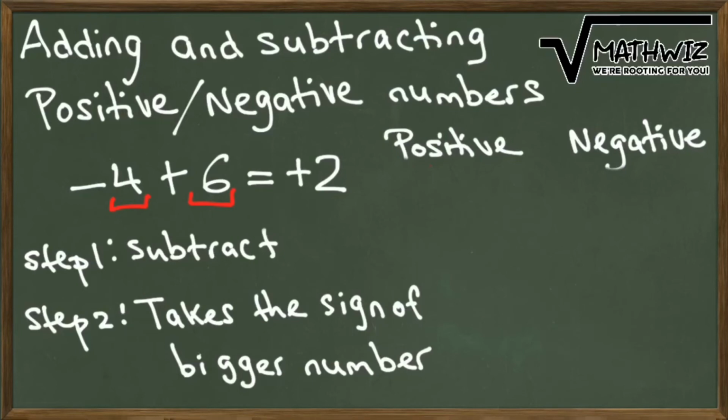which is positive. Or you can look at it as you have 4 negative people in the room, 6 positive people. Clearly the positive people outweigh the negative. So we would have 6 positive people in the room and the 4 negative ones. And so in playing our crossing out game, you would see that what you have left over are the 2 positive people.